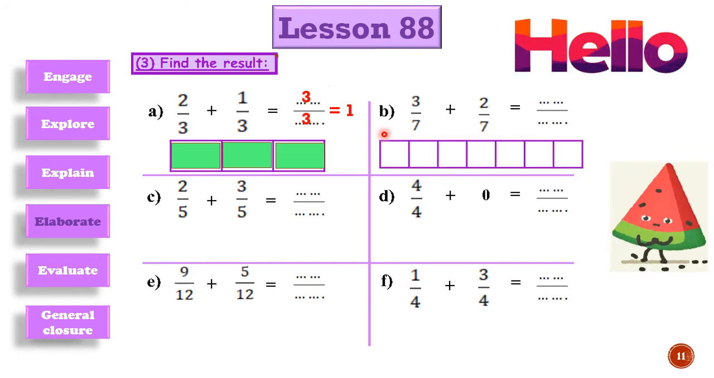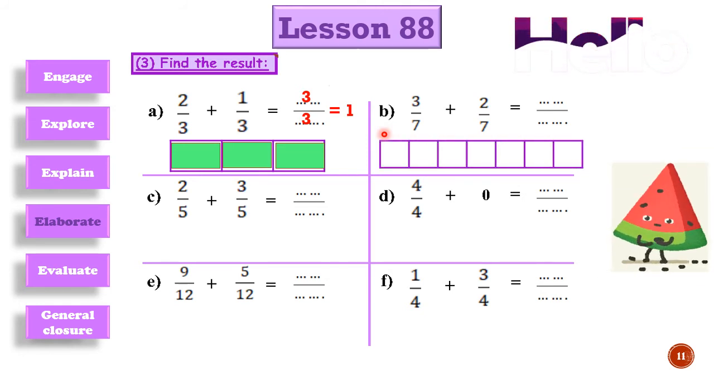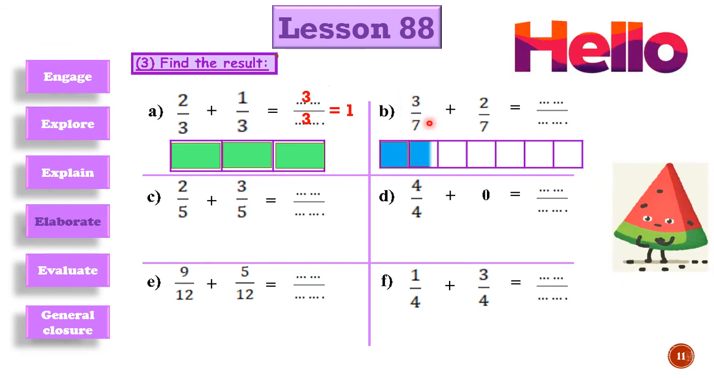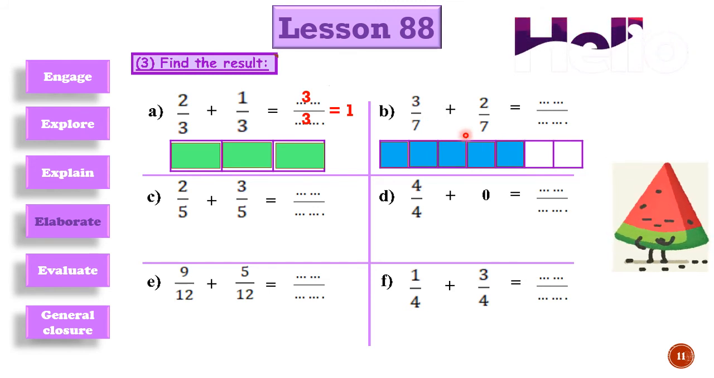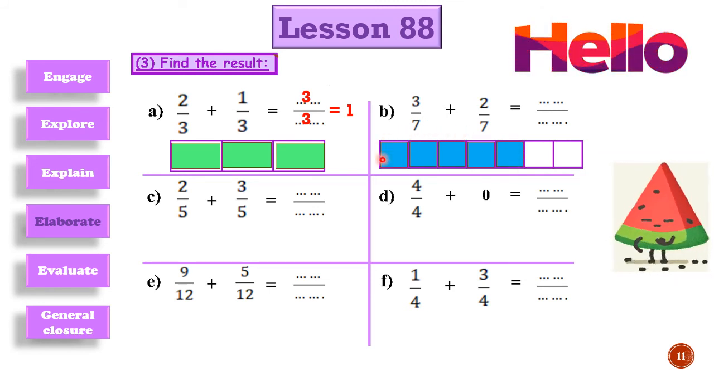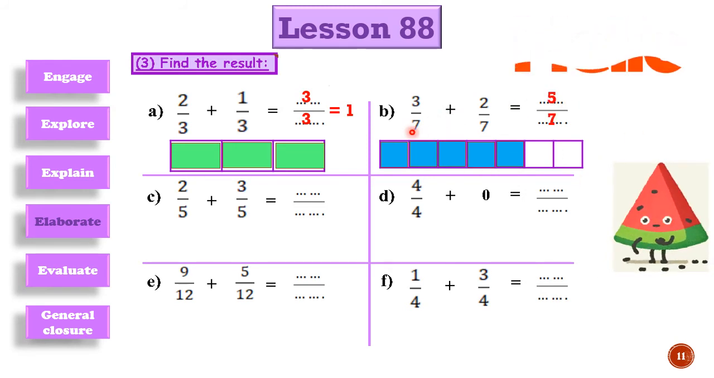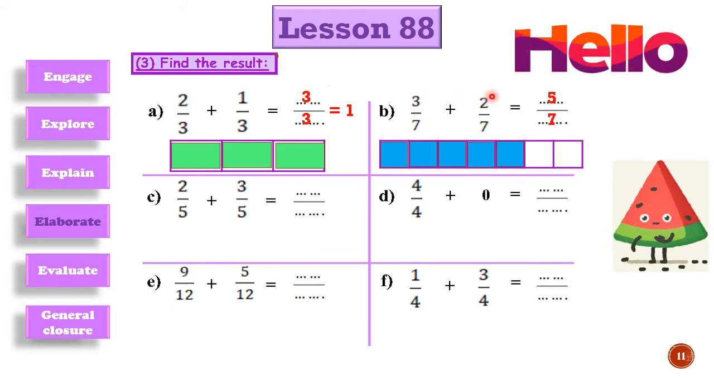Divide a fraction strip into 7 equal parts, which is what the denominator says. Then represent 3/7 on it and 2/7 on it, like this. Here we have 5/7, 5 parts out of 7. Another way, just put the denominator and add the numerators, which is equal to 5/7.